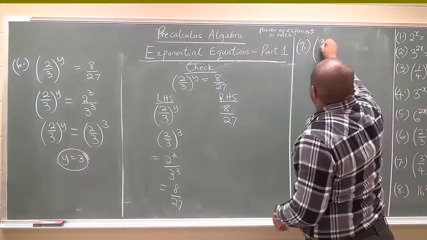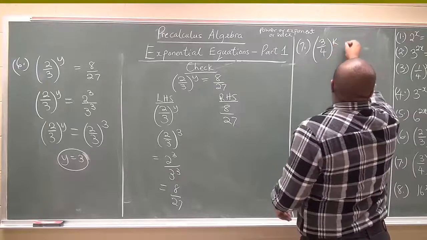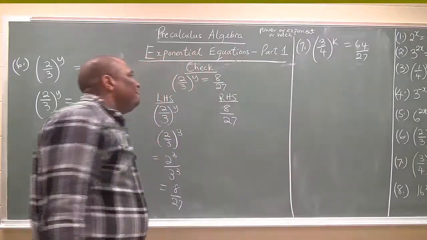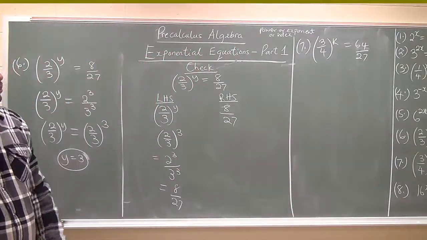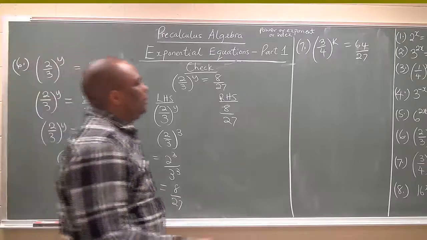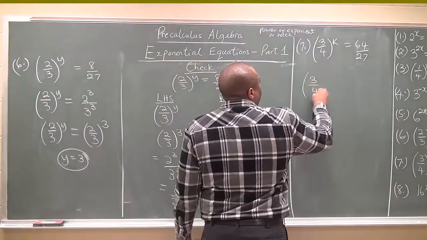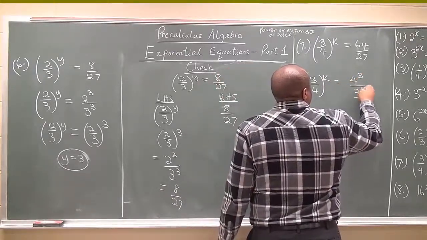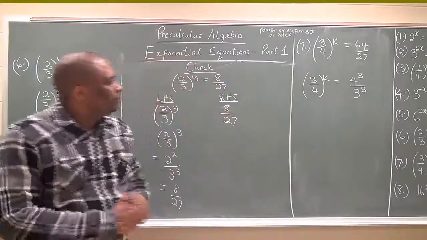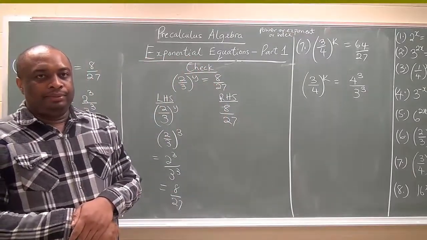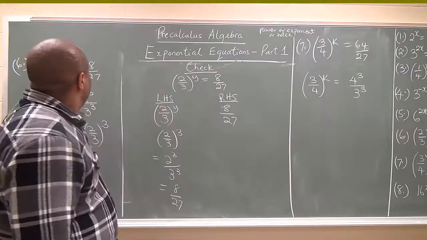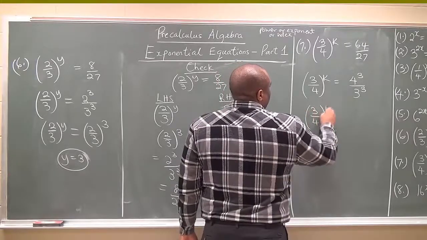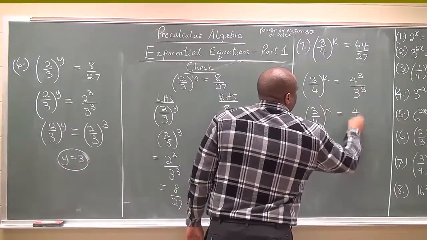Question 7 is this: (3/4)^k = 64/27. Okay, look at this question 7. Let's look at it well. Now this will be what? (3/4)^k equals, now this is 4 cubed over 3 cubed. You see that now? It didn't work like question 6, because this now gives us (3/4)^k = (4/3)^3.